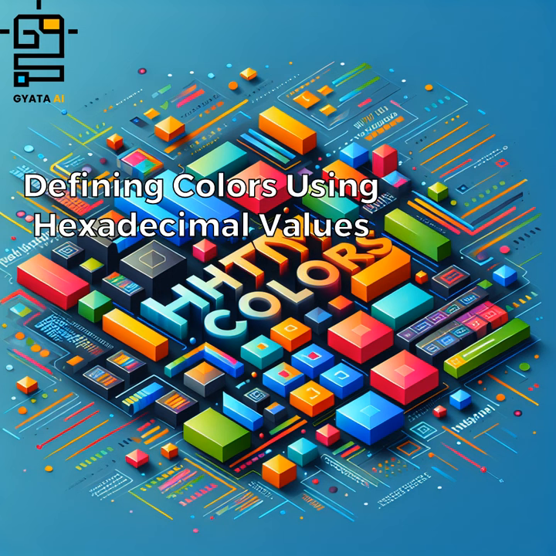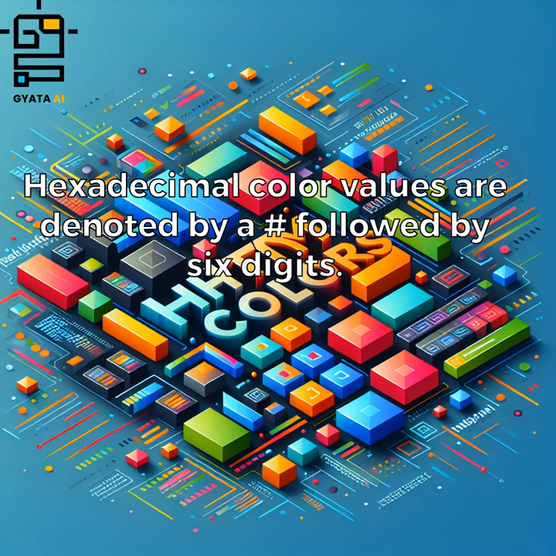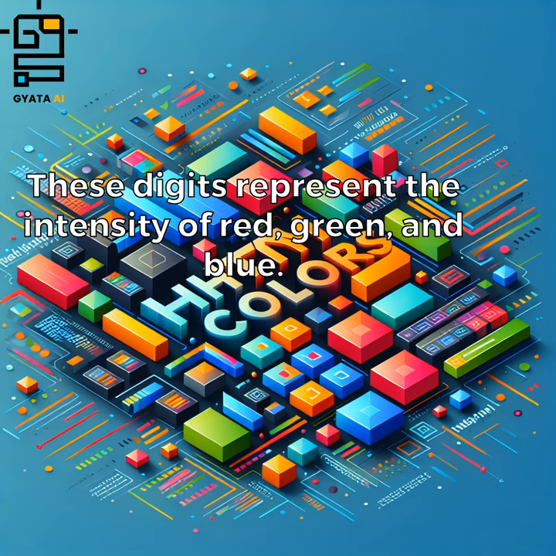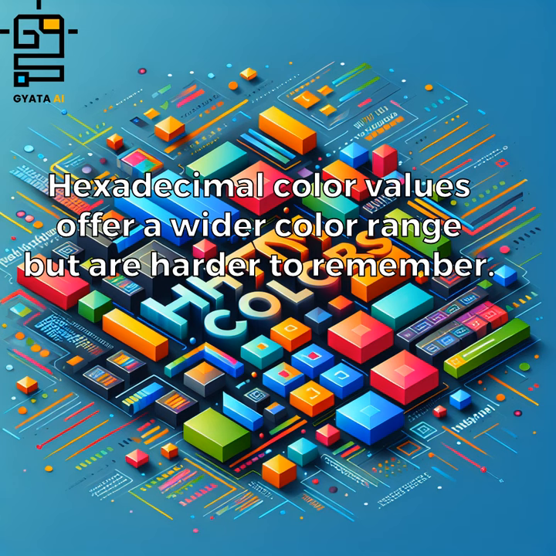Defining colors using hexadecimal values. Hexadecimal color values are denoted by a hash tag followed by 6 digits. These digits represent the intensity of red, green, and blue. Hexadecimal color values offer a wider color range, but are harder to remember.